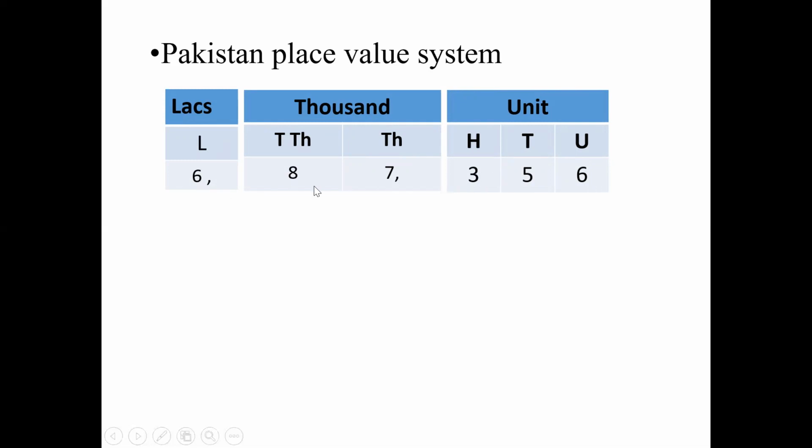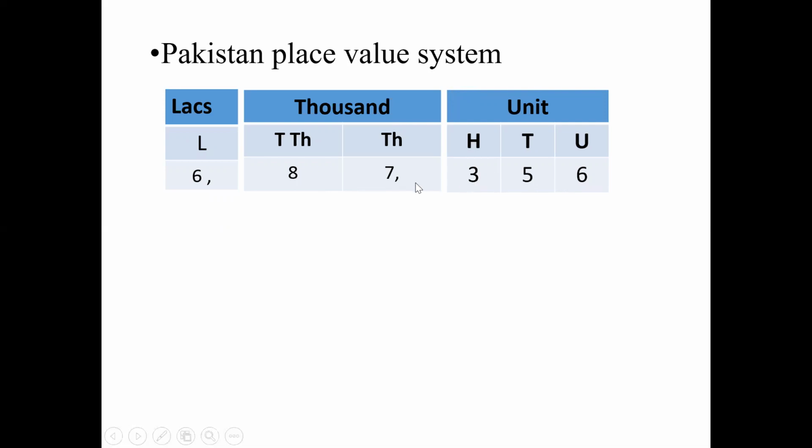Each house will be separated by a comma again. From the right hand side you will insert the comma, but in the Pakistani place value system the first comma will be inserted after the 3 digits, and the rest of the commas will be inserted after every 2 digits.